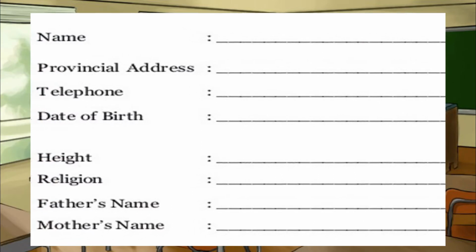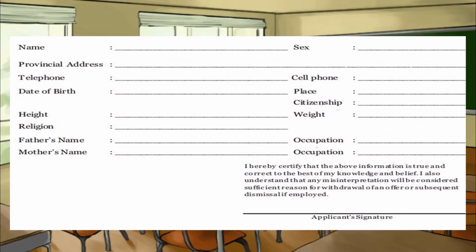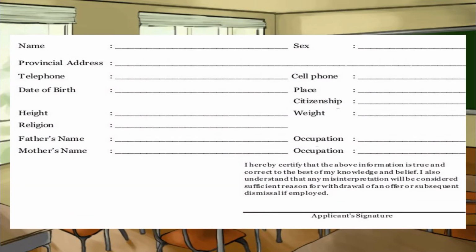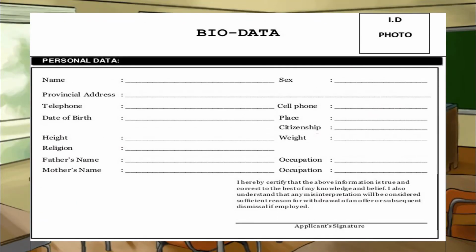Okay, let's study and analyze this form. What kind of a form is this? Very good. Yes, it's a biodata. Now look at the personal data section of the biodata. What does it require us to write? What information do you need to fill out? Is it important for us to be accurate in filling out this form? Why? This time, let us now discuss the parts of a biodata.